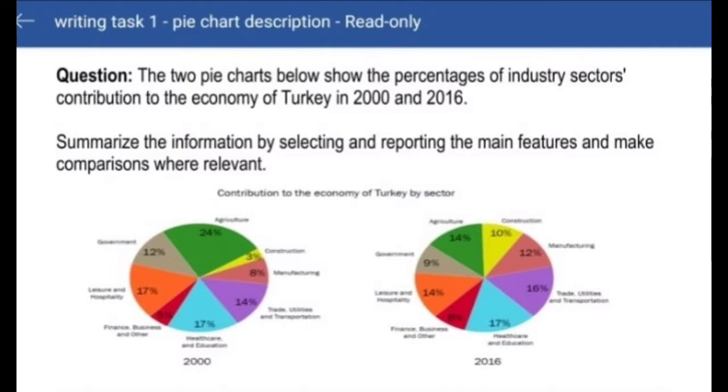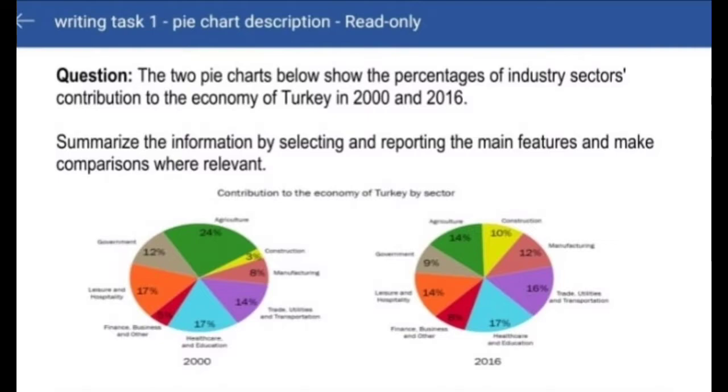Now, please remember, for each type of question, the structure remains the same. How you want to write the answer remains the same, except for each question the answer differs because the content will change according to the question. Now in this question it shows two pie charts. The question is, the two pie charts below show the percentages of industry sectors' contribution to the economy of Turkey in 2000 and 2016.